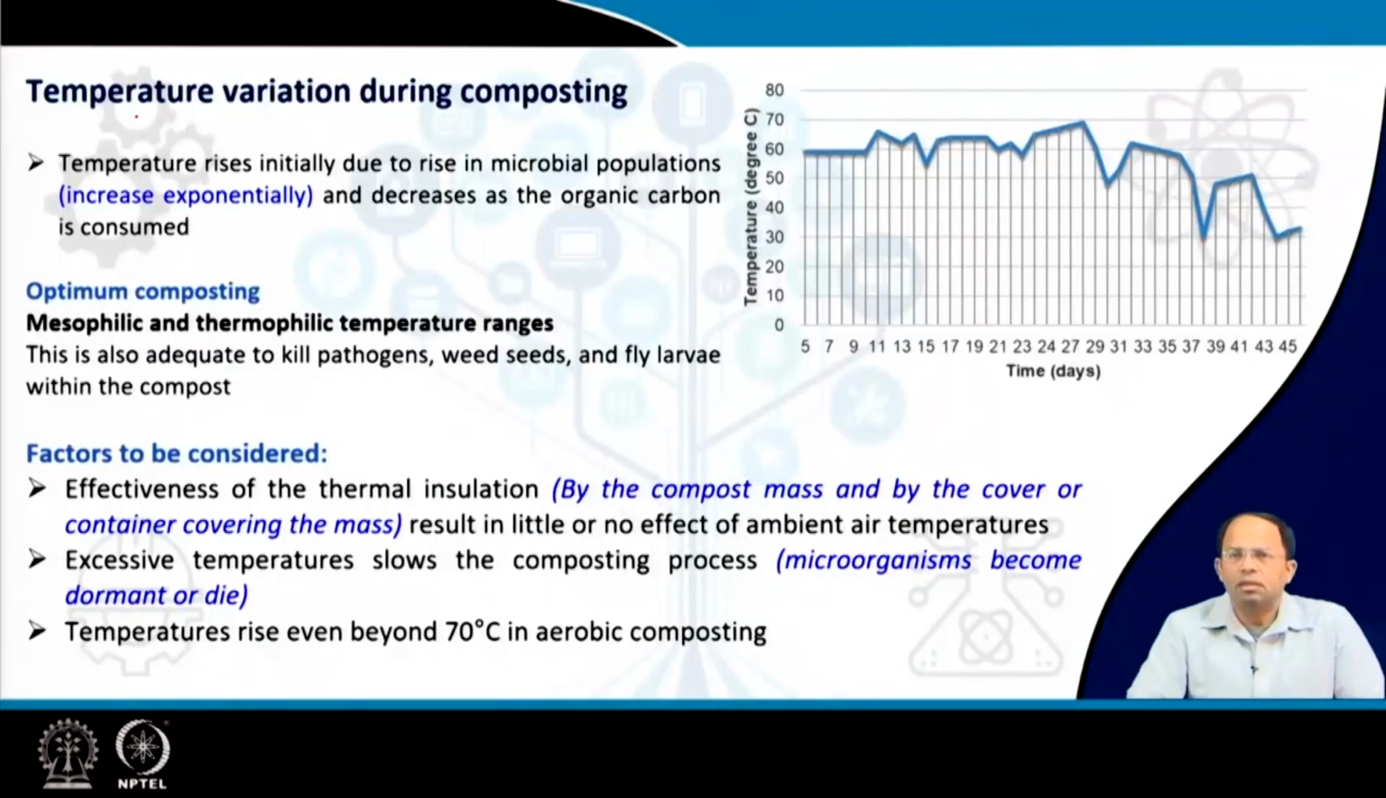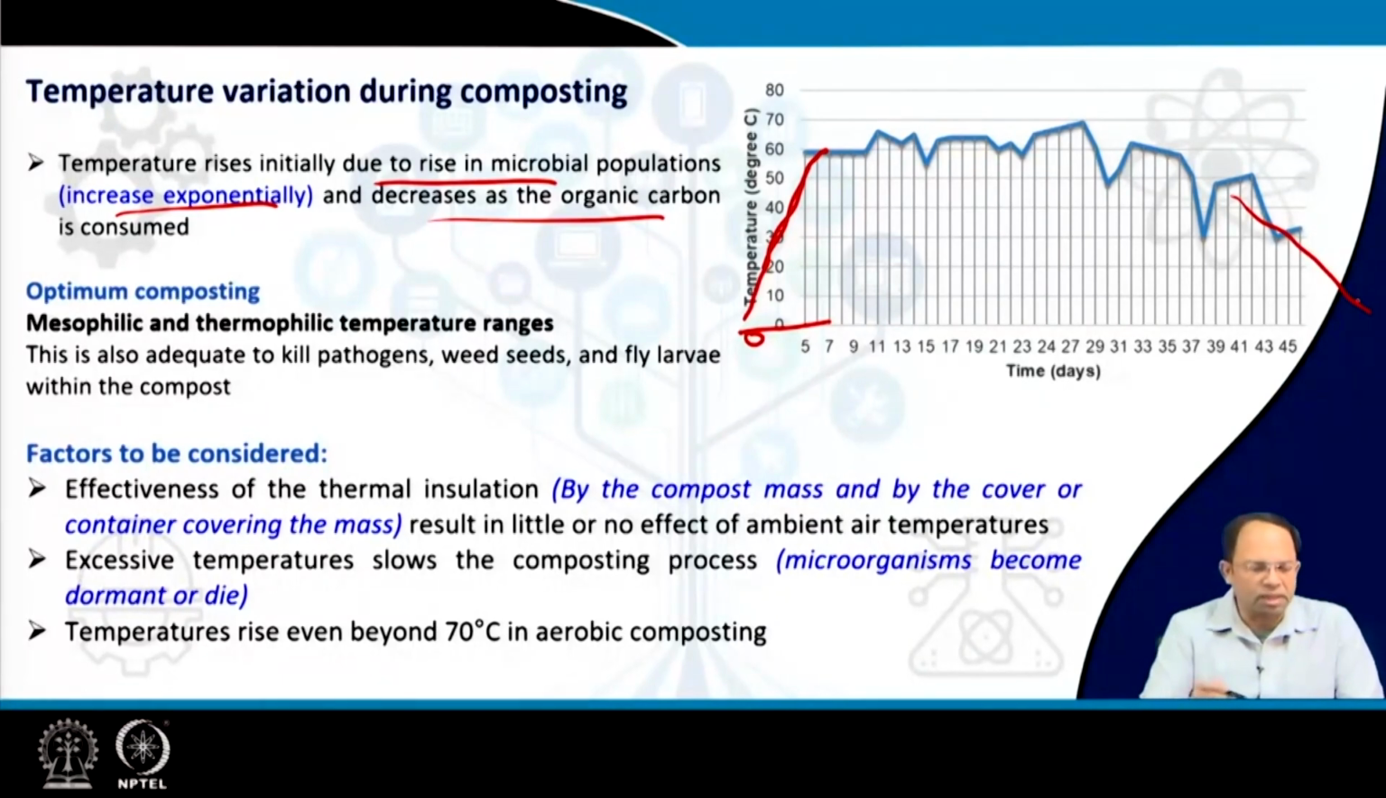Temperature definitely varies during composting, that we already discussed. Because of microbial activity, the temperature rises initially, then increases very fast, and then decreases as the organic carbon is consumed. Usually it starts around 30 at day 0, then it climbs up, reaches a high level, and then gradually comes down, right? So that is how the composting process takes place.